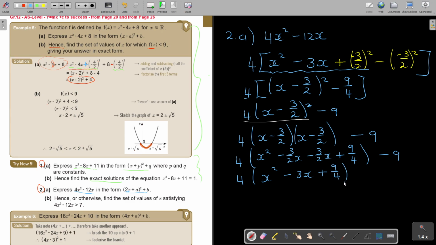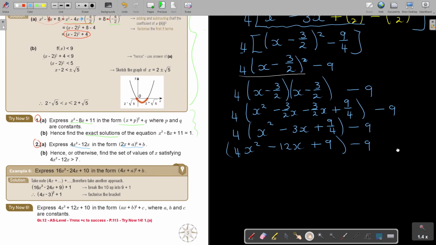Okay, now don't forget your 9. Then now I'm going to multiply it in. So you're going to get 4x squared minus 12x, and this one, can the 4 cancel out? So plus 9, don't forget it was in brackets, minus 9.